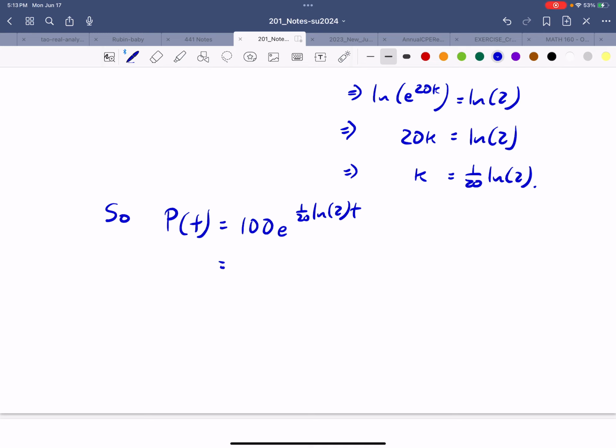Just to let you know, you might see this in a bio class. If you don't like the whole e to the ln thing, then you can do some little trickery like this.